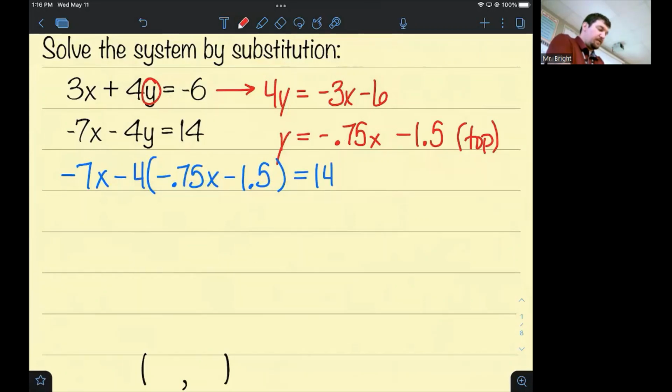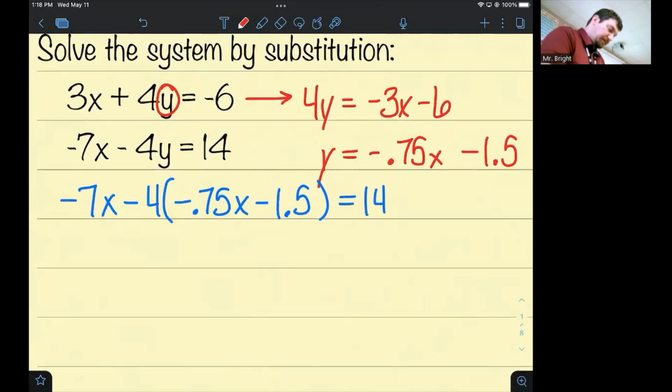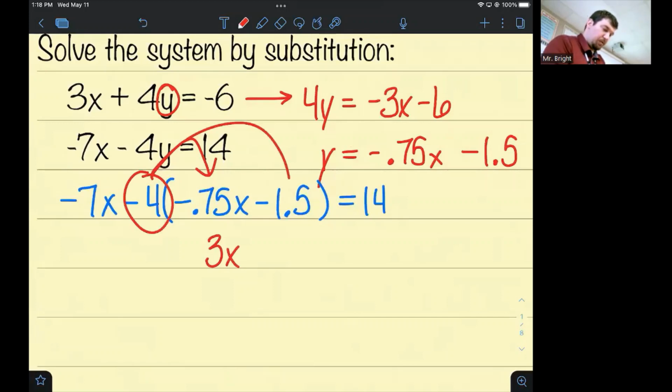Connor, what number is in front of the parentheses that we have to distribute by? Negative 4. Excellent. Negative 4 times negative 0.75. If someone gave me 75 cents 4 times, I would have $3. Is that right? Okay, so this would be positive 3x. And what if someone gave me $1.50 4 times? How much money would that be? 6. Okay, so when we distribute here, we're going to get 6.